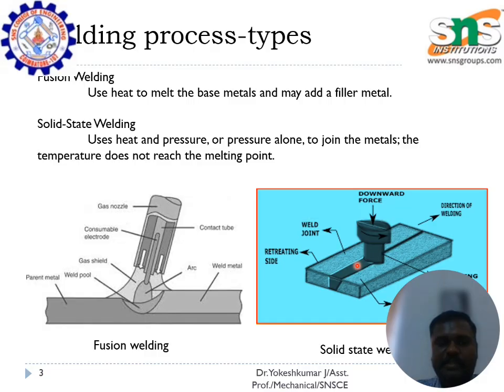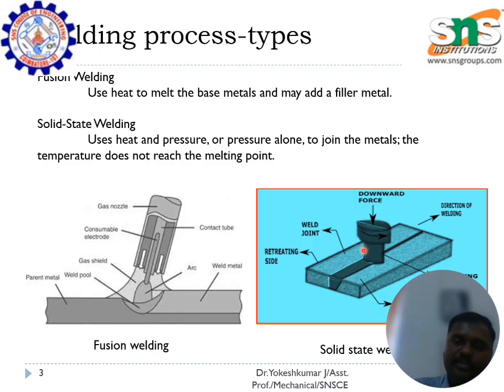And this diagram explains the solid state welding process. It uses heat and pressure, or pressure alone, to join the metal. The temperature here does not reach the molten state of the metal. Here we apply the downward force of a rotating member to the parent metal. We have the parent metals to be joined, and we apply pressure at the top by means of the rotating member. Due to friction, heat is generated, but not enough to reach the molten state. The generated heat is used to join the two metals.